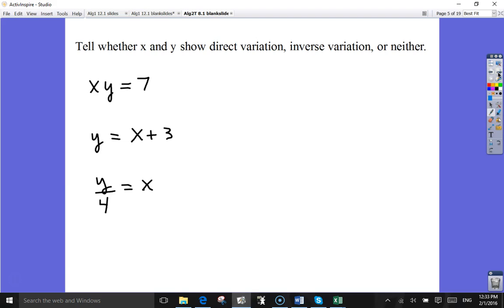Okay, now we've got to determine whether these are direct or inverse. In order to compare it with the formulas that we've got, right? The one was y equals kx, and the other was y equals k divided by x. We should solve for y. So how do I solve this first one for y? Divide by x. So y equals 7 divided by x. Is that direct or inverse or neither? It's the inverse, right? Inverse.